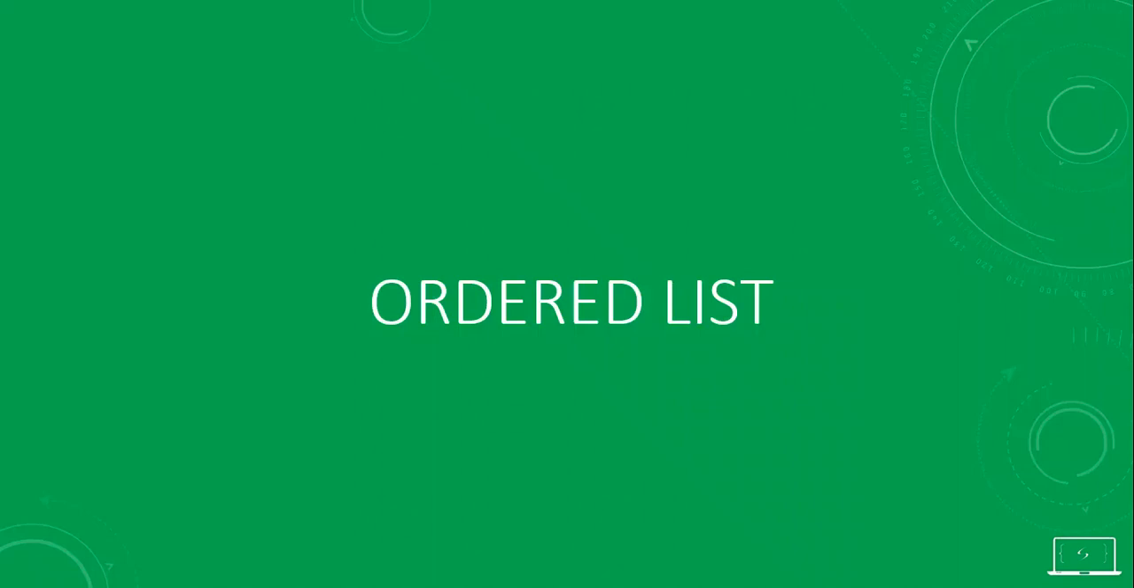Next is the ordered list. An ordered list starts with the OL tag. Like the unordered list, each item starts with the LI tag. By default, items are marked with numbers. Apart from this, you can use uppercase letters, lowercase letters, lowercase Roman numerals, and uppercase Roman numerals too.